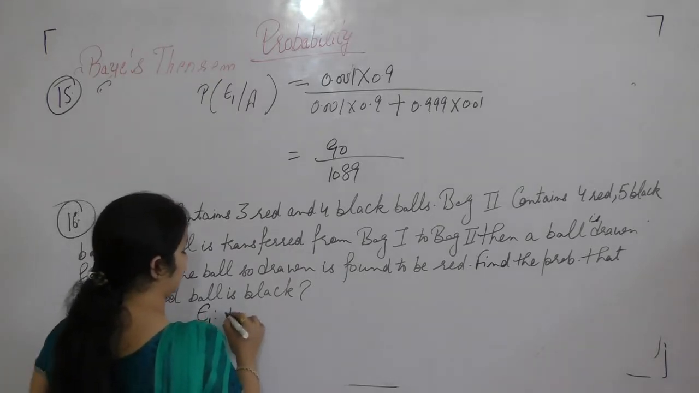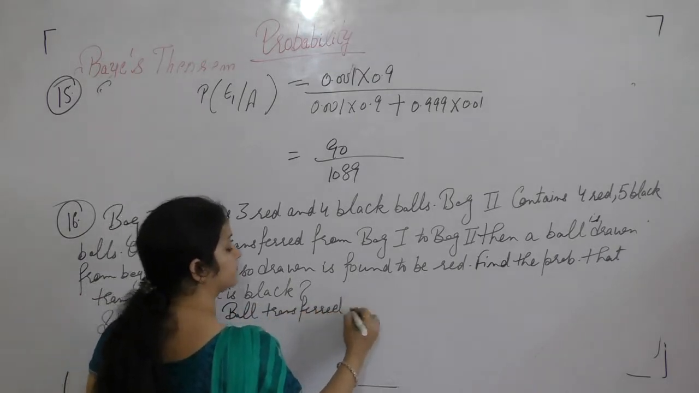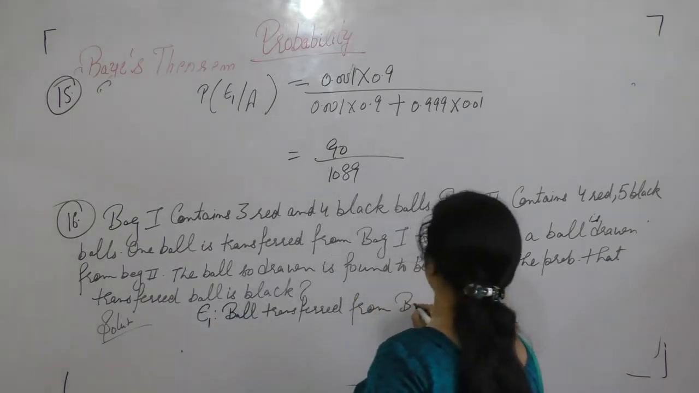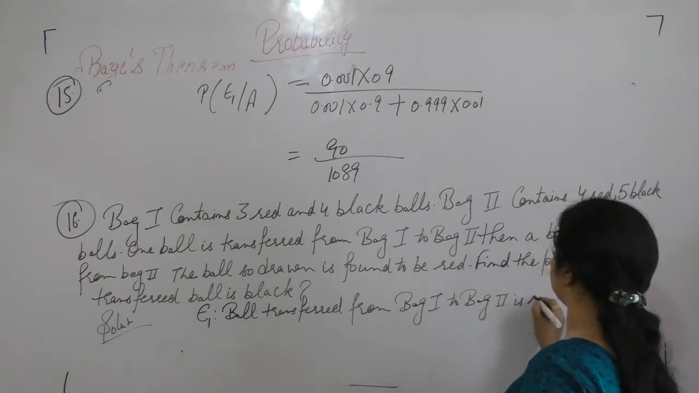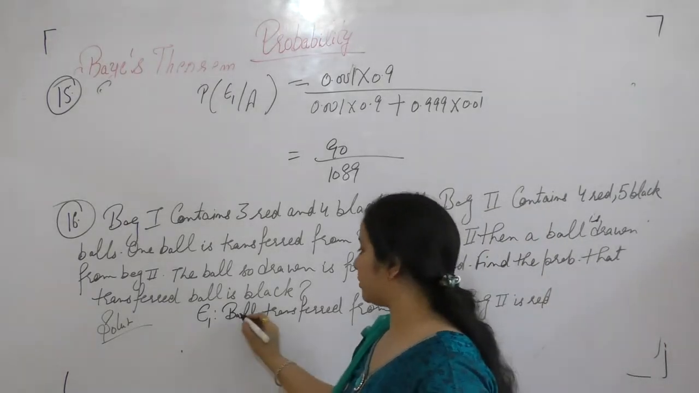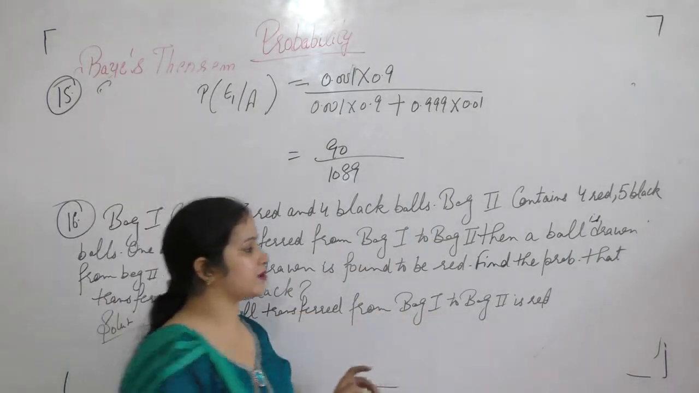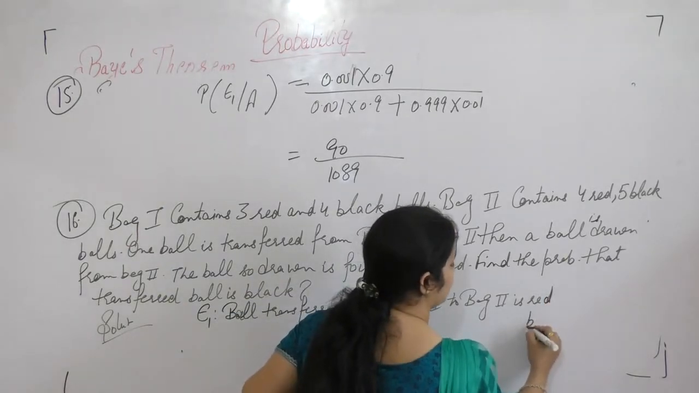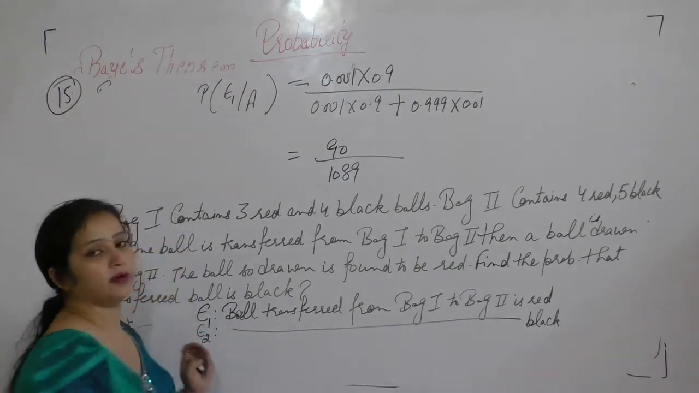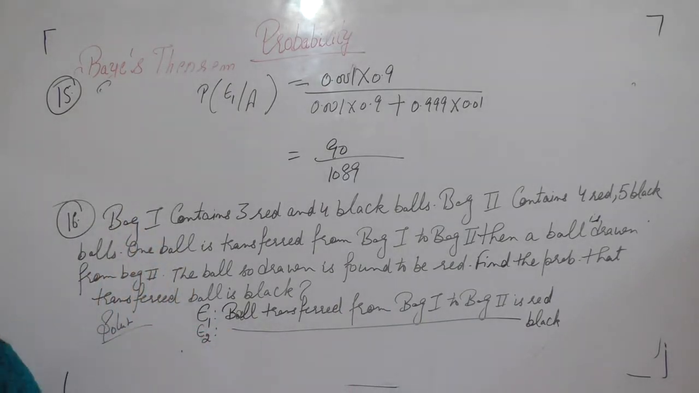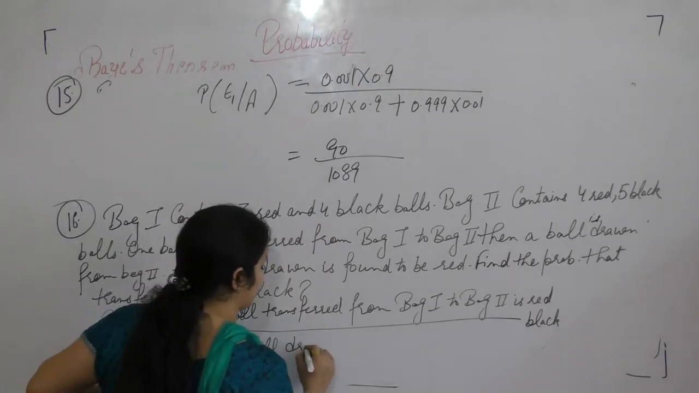Let E1 be the event ball transferred from bag 1 to bag 2 is red. इवन हमने इवेंट लिया कि जो बॉल ट्रांसफर हुई है एक बैग से दूसरे में, फर्स्ट से सेकंड में, दैट इज ऑफ रेड कलर. और E2 इवेंट लिया कि जो बॉल ट्रांसफर्ड हुई है दैट इज ऑफ ब्लैक कलर. नाउ A, ball drawn from second bag is red.